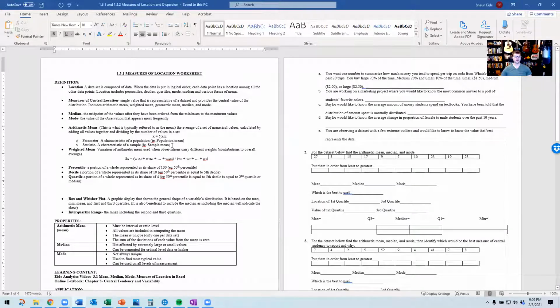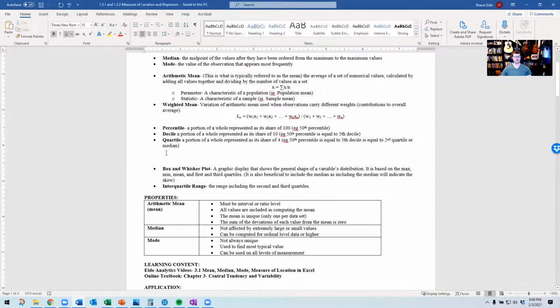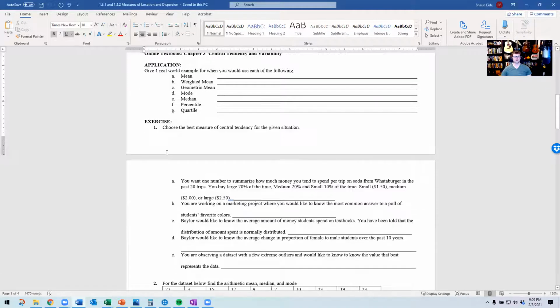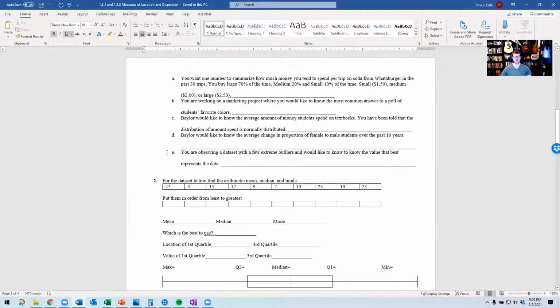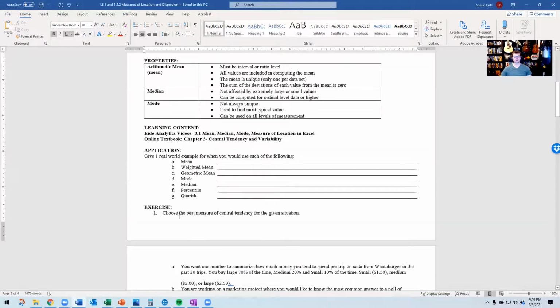Okay, in this lecture, I'm just going to go over how to do the worksheets for this week. I'm going to do the first worksheet and then we'll do the second worksheet in the next video. So I'm going to share my screen here, share screen one, and let's take a look at this. This worksheet is going through measures of location, and also the values that coincide with that. Let's take a look.